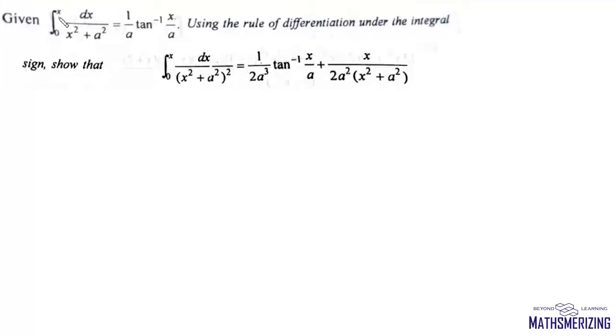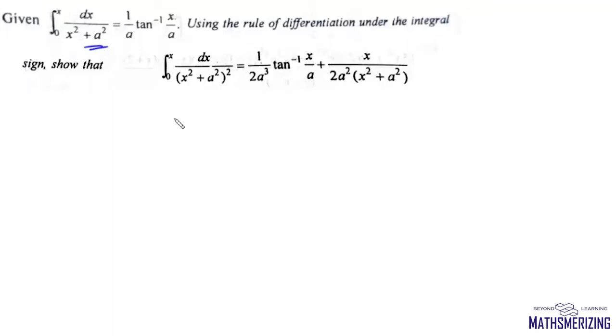Now here the question is, we are given this integral from 0 to x dx upon x square plus a square, and it is 1 upon a tan inverse x upon a. Now using the rule of differentiation under the integral sign, we need to show that this integral dx upon x square plus a square whole square is 1 upon 2a cube tan inverse x upon a plus x upon 2a square into x square plus a square.